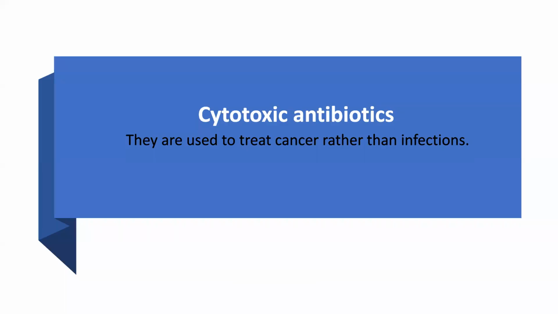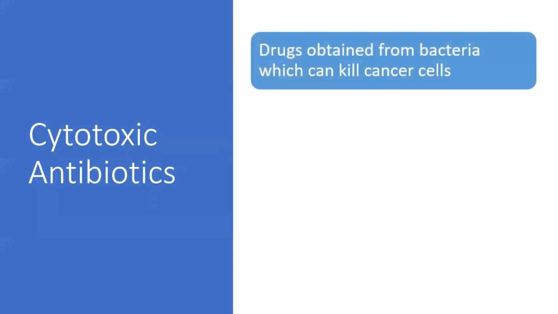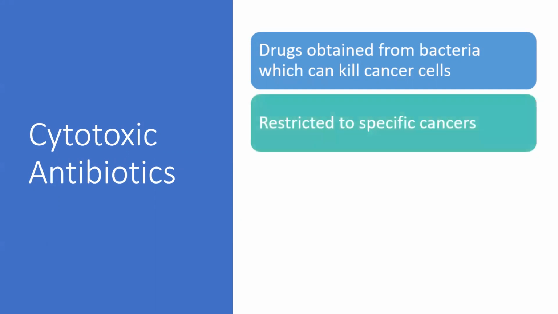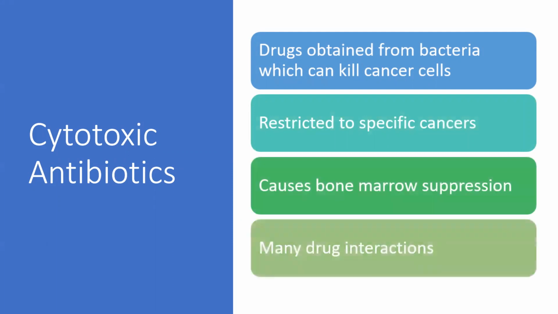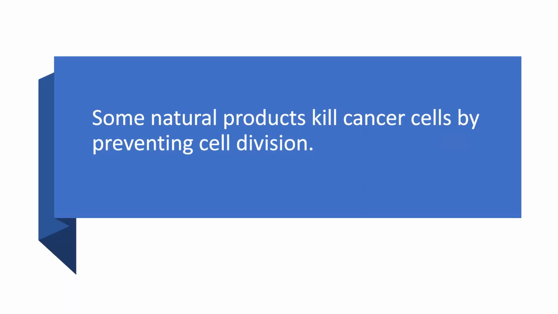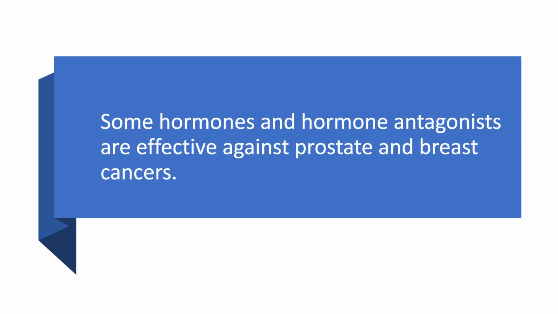Then we have cytotoxic antibiotics. They're used to treat cancer rather than infections only. These cytotoxic antibiotics are drugs which are obtained from bacteria which can kill the cancer cells. They're restricted to specific cancers and they cause bone marrow suppression also. And there are many drug interactions also for that. Some natural products are also used to kill the cancer cells by preventing cell division.